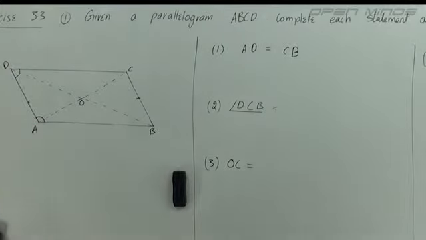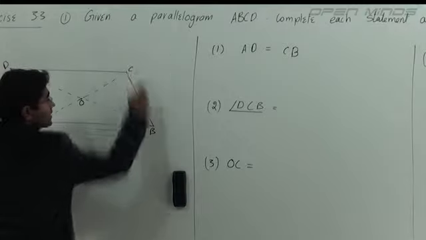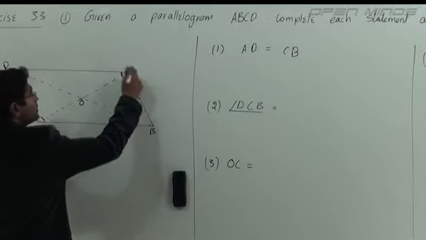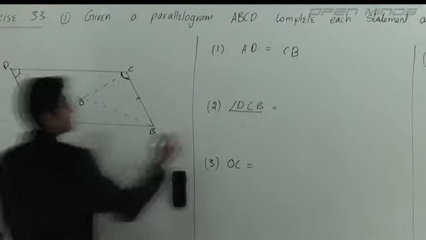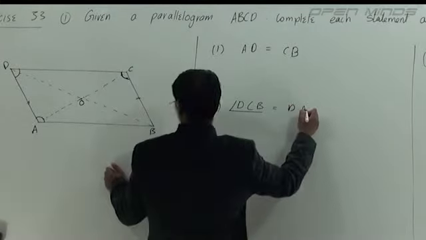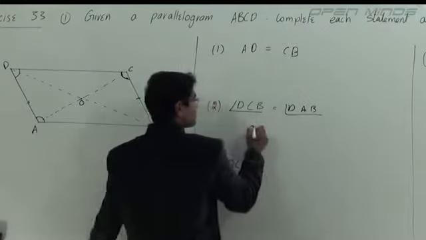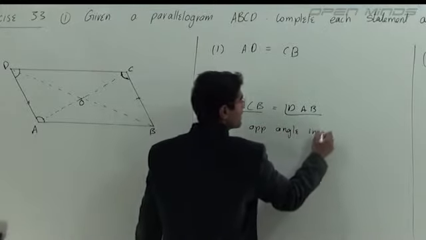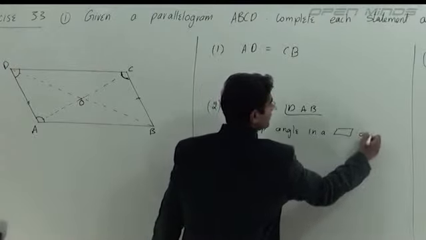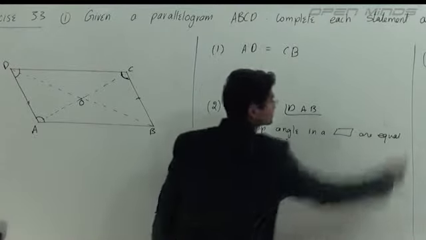DCB is equal to what? So I have a D and a C and a B. This angle is equal to what? I know that opposite angles are equal. Exactly. So this angle has to be equal to this guy. That is DAB. Why is that? Because opposite angles in a parallelogram are equal. Okay, very simple.